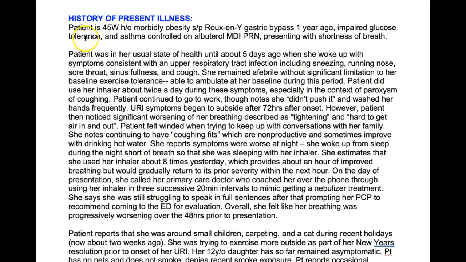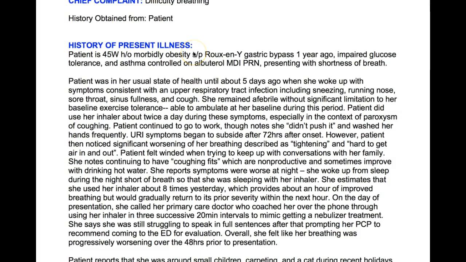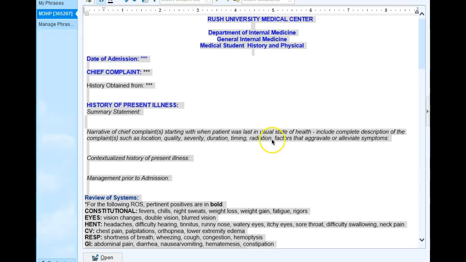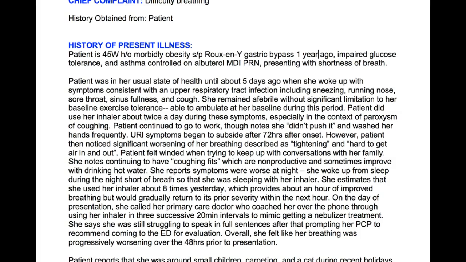So the summary statement: 45-year-old woman, history of obesity, status post Roux-en-Y gastric bypass surgery 1 year ago, impaired glucose tolerance and asthma, controlled on an albuterol metered dose inhaler, presenting with shortness of breath. So I specifically chose a chief complaint that didn't involve pain. If a patient is coming in with pain, it really should be pretty straightforward to include all of these qualifiers here. But for things like shortness of breath, complaints like that, as in congestive heart failure, it may be harder to go through that litany right there.